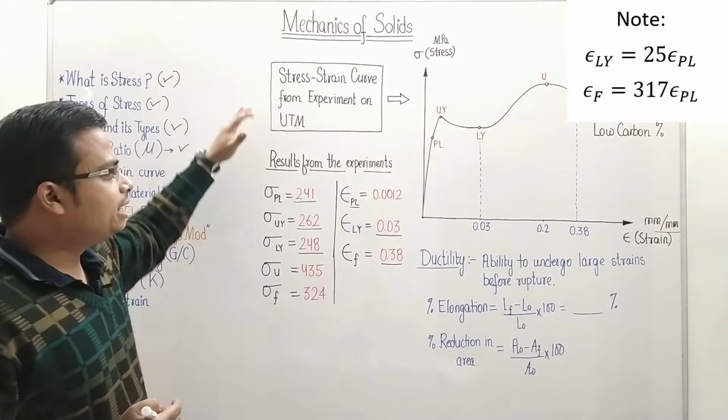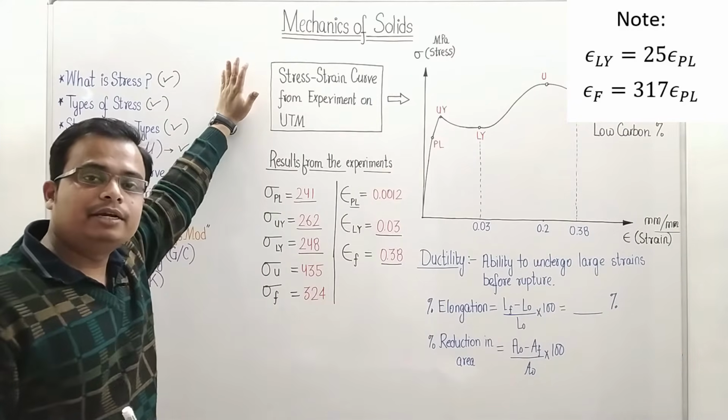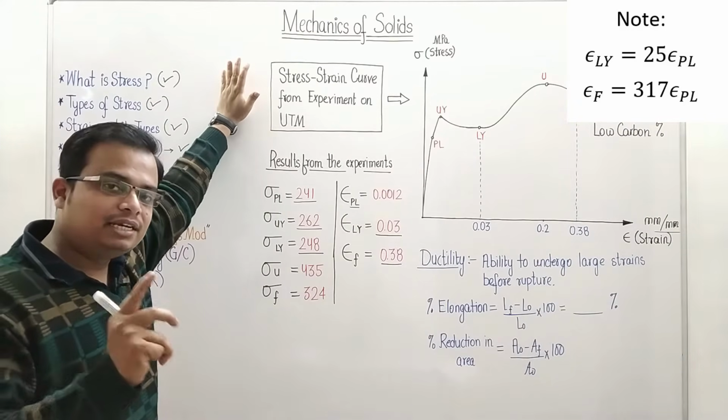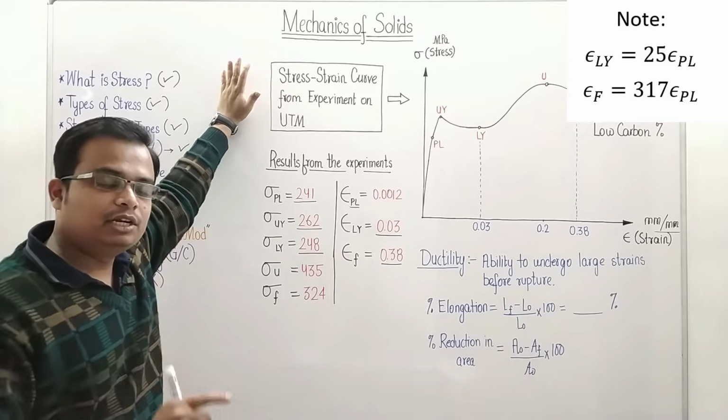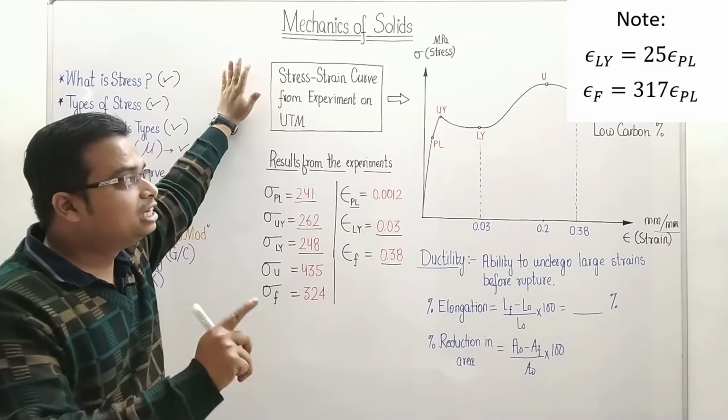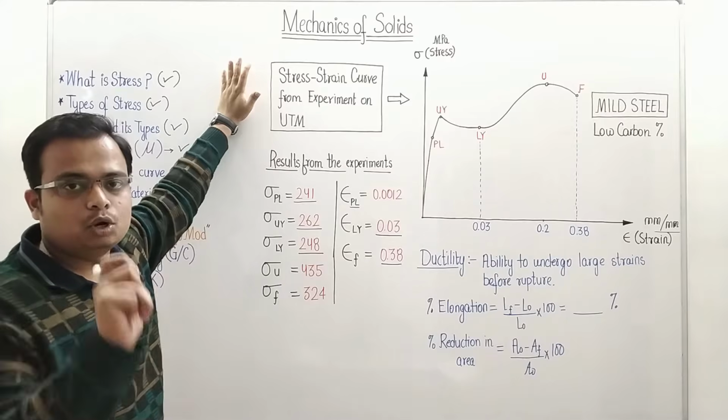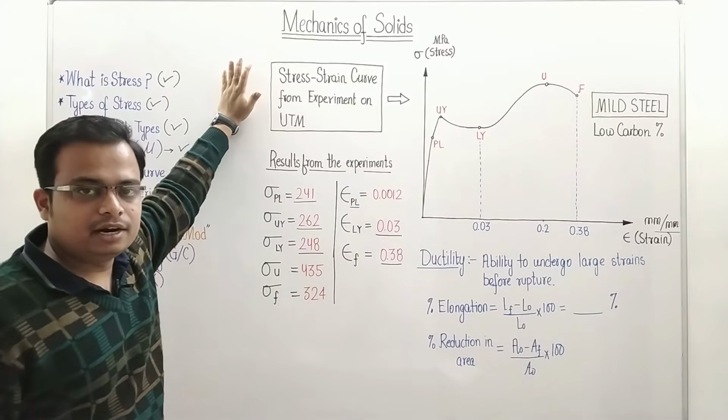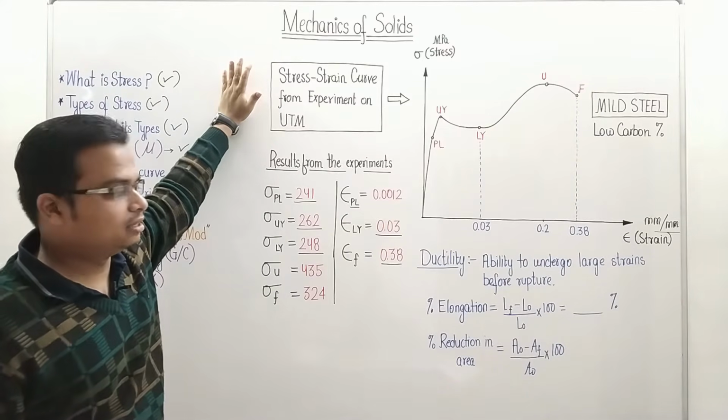So these were all the data which you are going to get when you perform the tensile test on a universal testing machine on a mild steel specimen which has two dots separated by a distance of 50 millimeters. That is the gauge length.